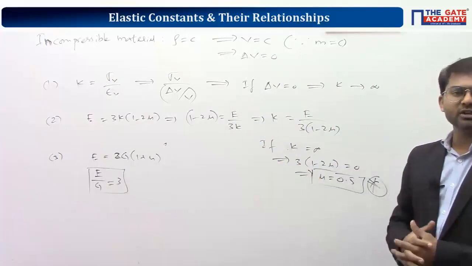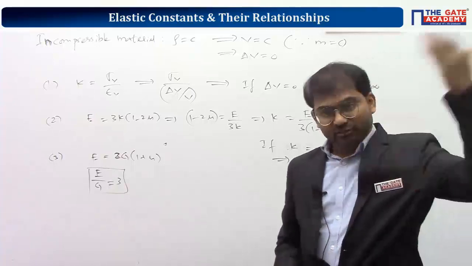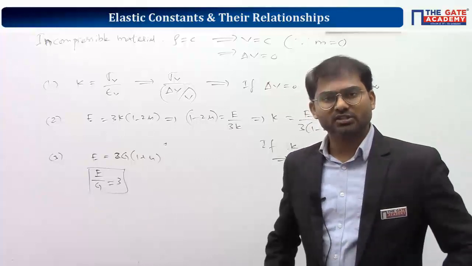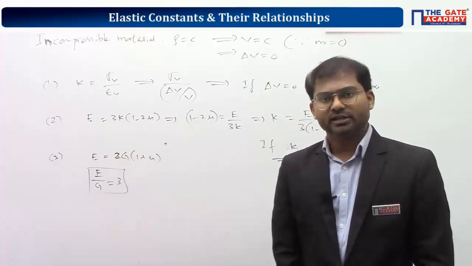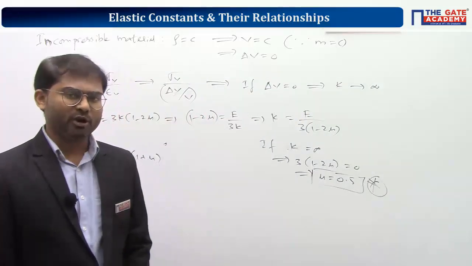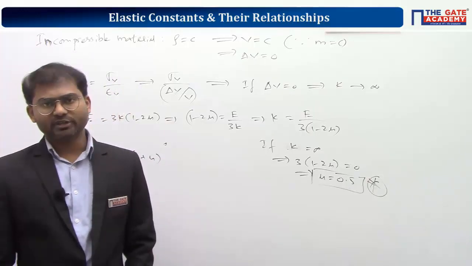Poisson ratio value is equal to 0.5 for an incompressible material, and we have taken Poisson ratio as 0 for a rigid material. Understood? So for an incompressible material, we found out Poisson ratio to be 0.5, and for rigid material, we have taken Poisson ratio to be 0 there.